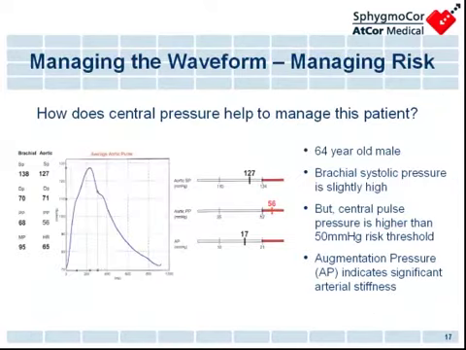So I'm going to conclude with just a couple case examples. These are the type of patients that I treat in my practice, and these are the ways that I use the data in my clinical practice.